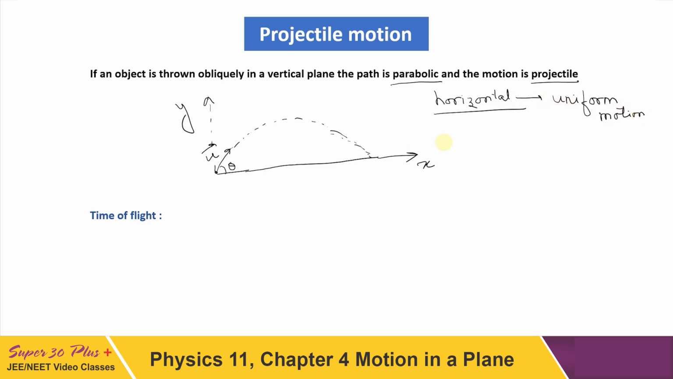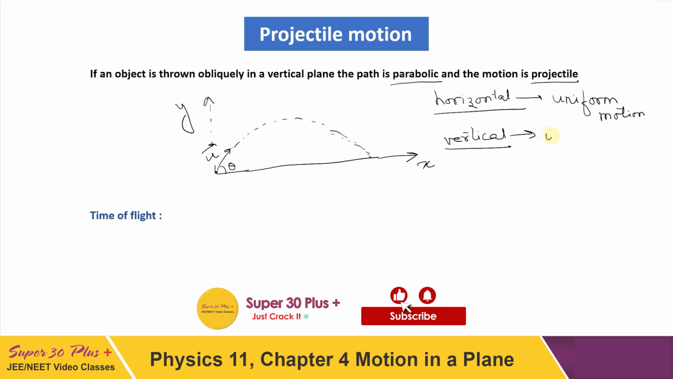And what about the y direction? That is the vertical direction. In the vertical direction, as we know, acceleration due to gravity is there. And the value of g is taken as constant throughout the motion. So it can be treated as a uniformly accelerated motion.